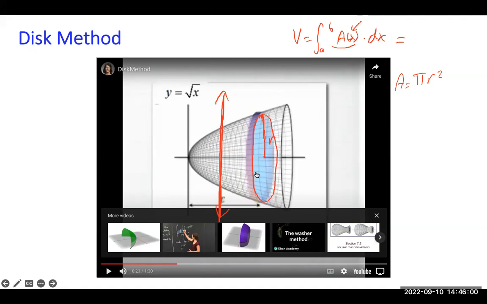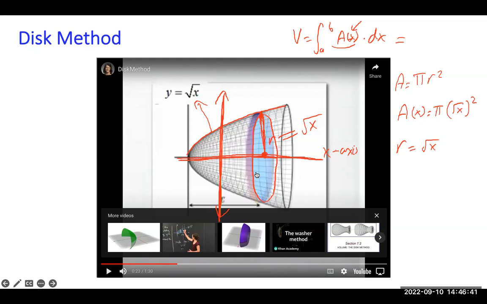Well, let's figure out a formula for that. With respect to x, the radius of this shape is the distance from your axis of revolution, which in this case is the x-axis, to where the shape ends. The shape ends at the function y equals square root of x. So the distance from the 0 point to the function is nothing more than the square root of x, which means my radius is equal to the square root of x. So my area is pi times the square root of x, squared.